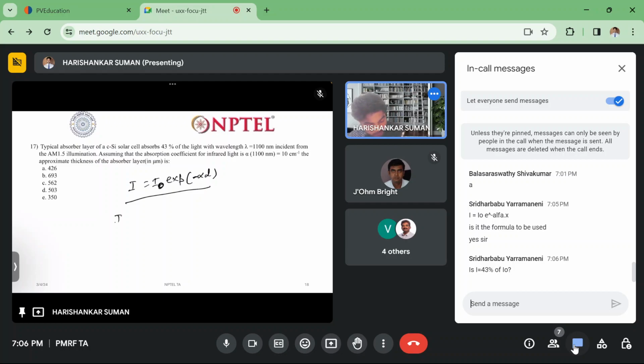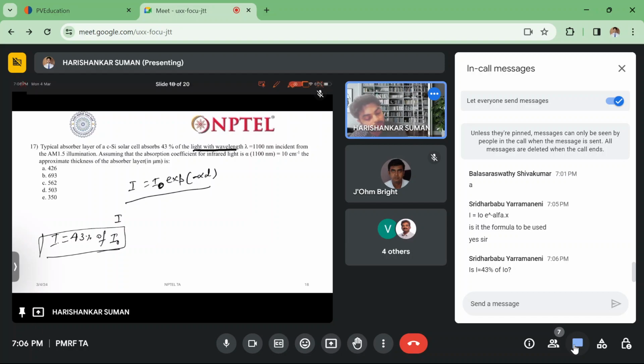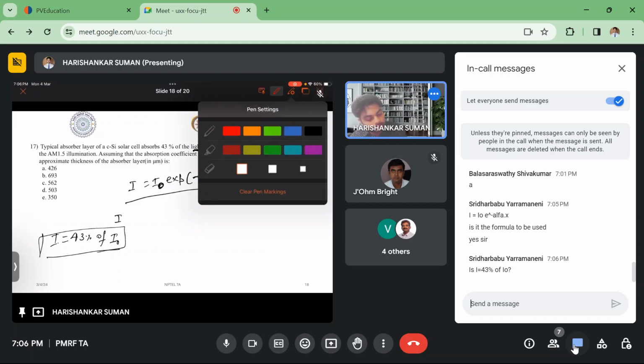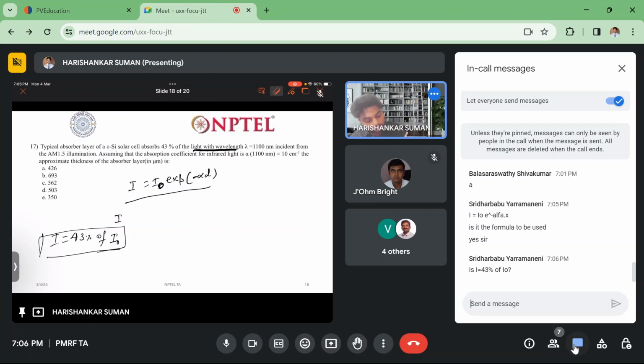So yes, a typical absorber layer of a crystalline silicon solar cell absorbs 43% of the light of the given wavelength. So I equals 43% of I naught. This is given. Now please solve.